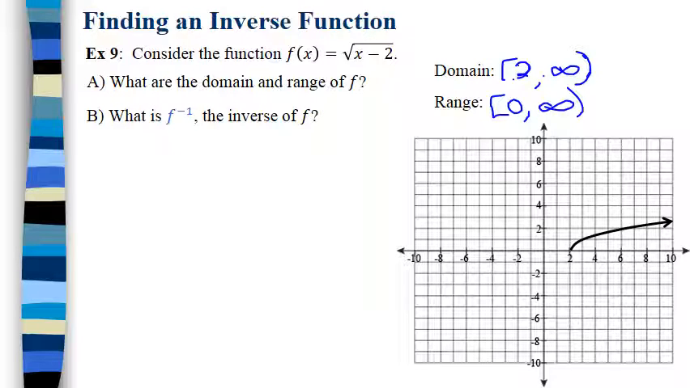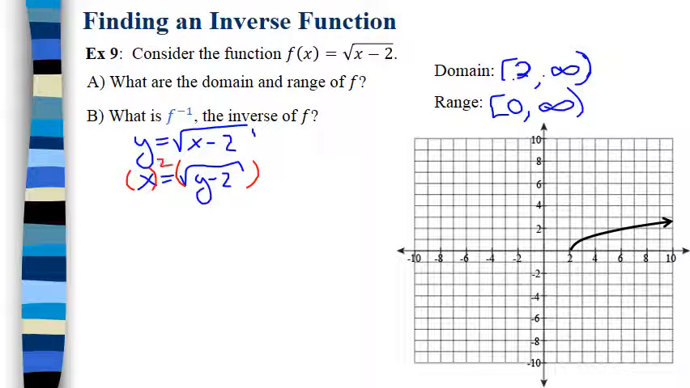So if we wanted to find the inverse of this function, we write it as y equals the square root of x minus 2. If we were to switch the x and y, so x equals the square root of y minus 2. If I were to square both sides, now I have x squared equals y minus 2. Add 2 to both sides, and x squared plus 2 equals y.